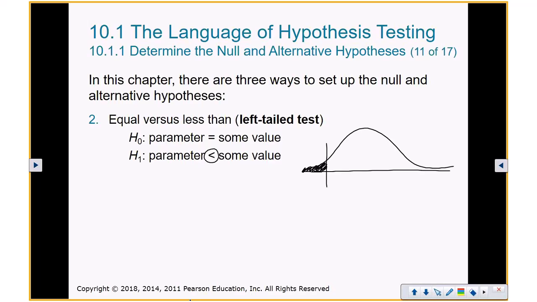So what do you call HA? HA sometimes is written as H1. Some books put it H of A, some people put it H of 1. And then if one is a two-tailed test and one is a left-tailed test, then by deduction, what do you think the third one is?